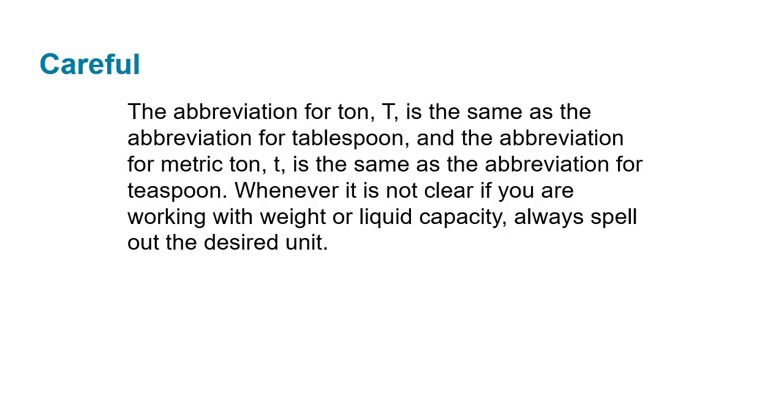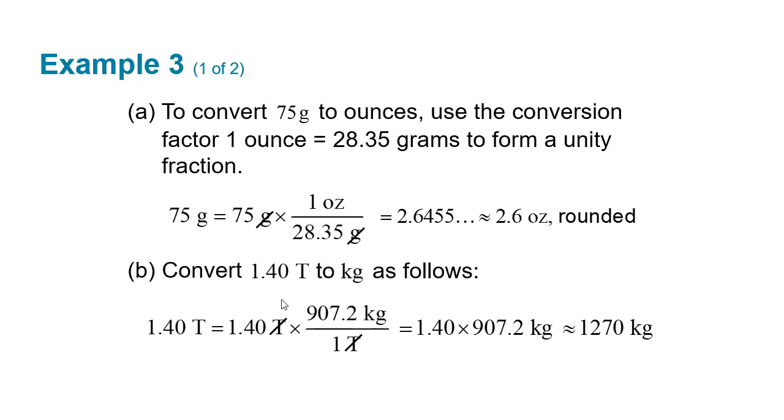It's going to be half a teaspoon, and so on and so forth. So usually the context makes it pretty obvious which one you're using. Okay, converting 75 grams to ounces, we can use the conversion factor that 1 ounce is 28.35 grams. So here's our starting point. Here's our unity fraction. The grams cancel out. It transfers it to ounces.